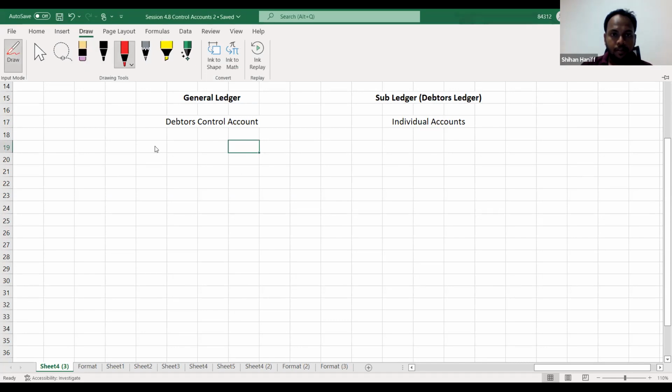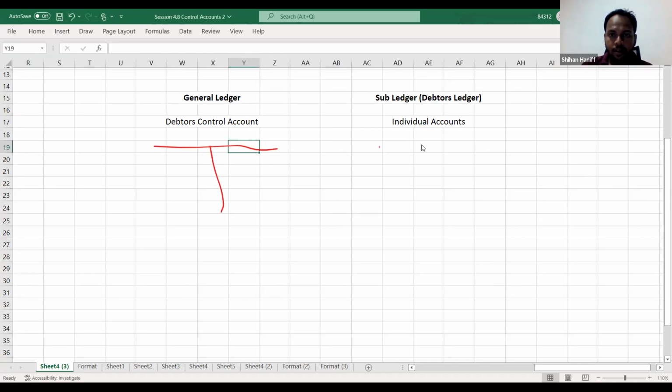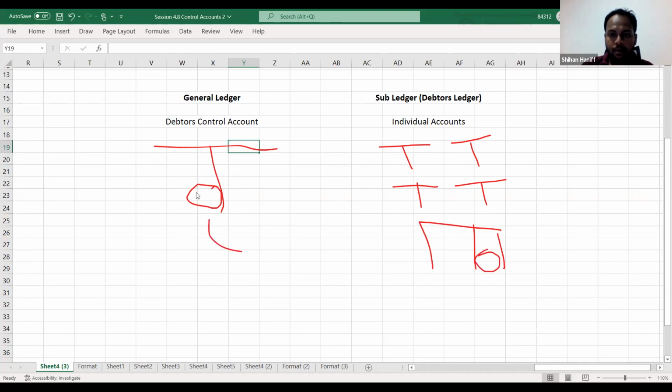So this is the control account and here are the individual accounts. Then we compare the balance with the debtors list balance. We compare these two balances. If there is a difference, then we have to reconcile.